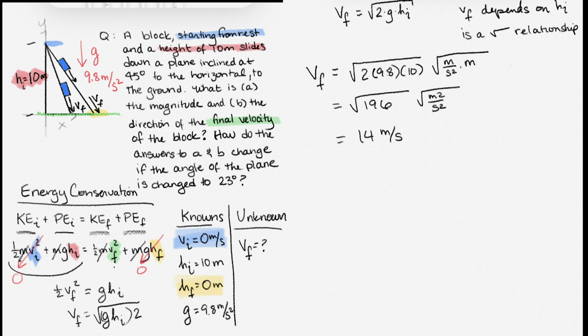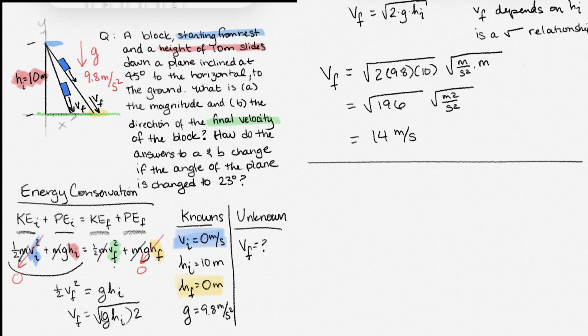Note that 14 meters per second was also the magnitude of the velocity for a ball that was in free fall 10 meters from the ground. This is essentially a very important piece of the energy conservation concept, and that's that the energy as it changes from potential to kinetic is independent of path. So whether you're in free fall, whether you're on an inclined plane or on a half pipe, once you've undergone a height change of 10 meters, your speed in magnitude is going to be 14 meters per second.